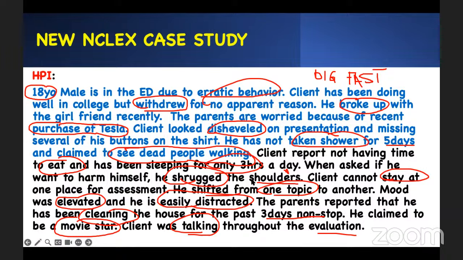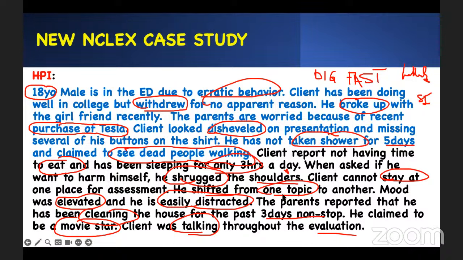He's not taking care of himself. Does that ring a bell? You see, I summarized the case. Key facts I've given you: broke up with his girlfriend, disheveled, not taking care of himself. He's seeing dead people, he's having hallucination, right? Suicidal ideation, he shrugged his shoulder. His mood is elevated. He has grandiosity, saying he's a movie star. He's very talkative, talking throughout, and he's shifting from one topic to another.